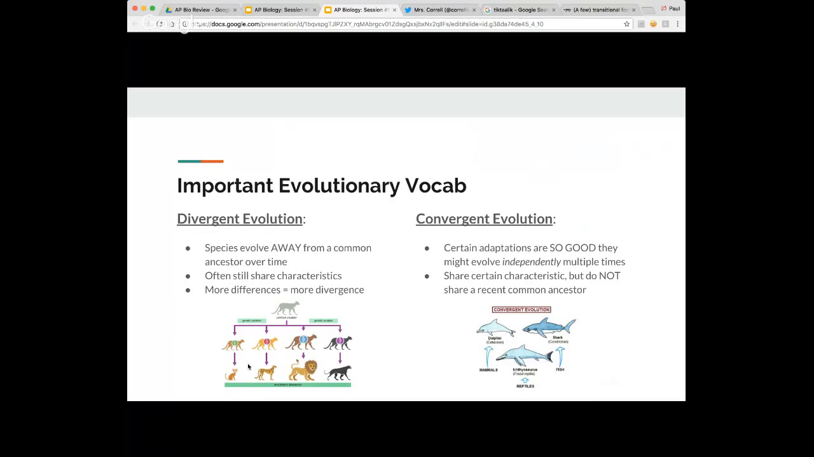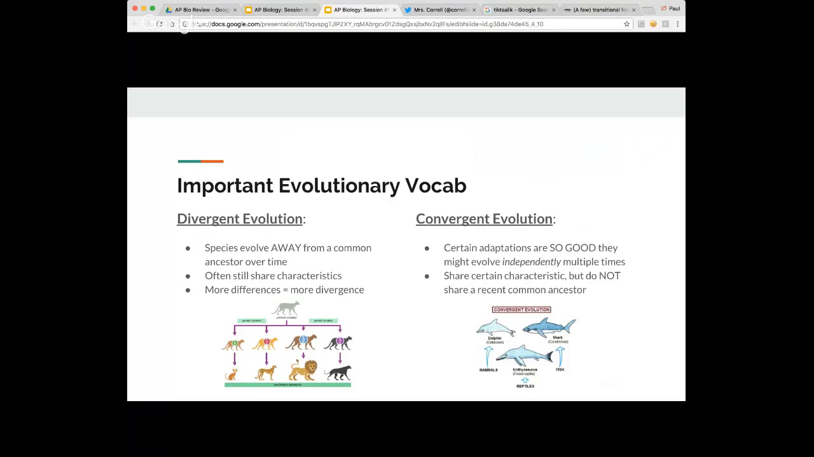Organisms that are the product of divergent evolution often still share some characteristics, and the more differences they have, the more divergence that has occurred. So just because something doesn't look exactly the same anymore doesn't mean that it's not divergence. You look for things like anatomy clues and stuff like that.